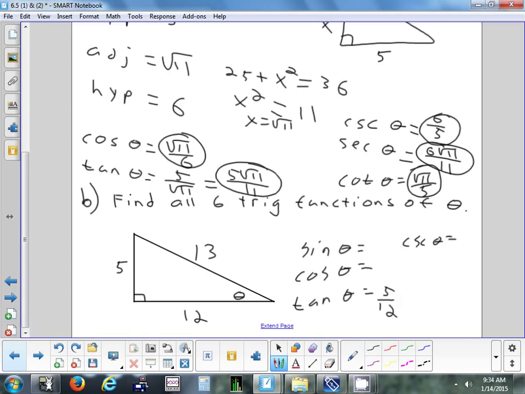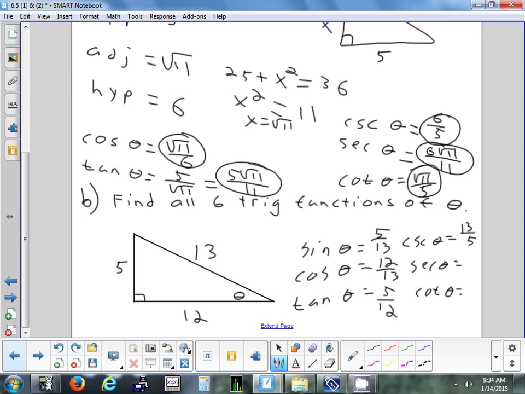But how about the sine? 5 over 13, yes. Okay, the cosine? 12 over 13. Yep. Once you get the 3 on the left, all we have to do is flip them all. They're all reciprocals to get the 3 on the right.